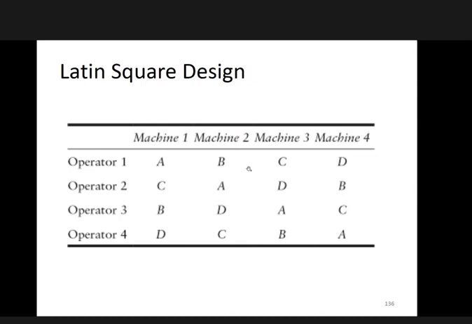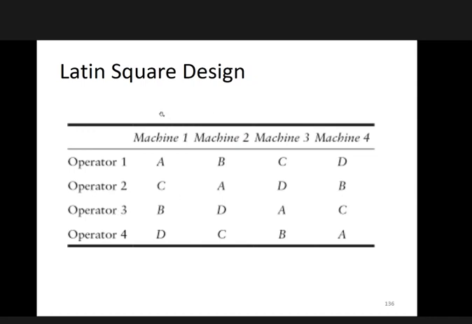Operator 1 is a block, and you can see all the treatments are in operator 1. So this is a complete block. Operator 2 is also a complete block. Operator 3 is also a complete block. Operator 4 is also a complete block. So if I only look at operators 1, 2, 3, and 4 as a blocking factor, I can see that I'm running a randomized complete block design with each operator as my blocking factor.